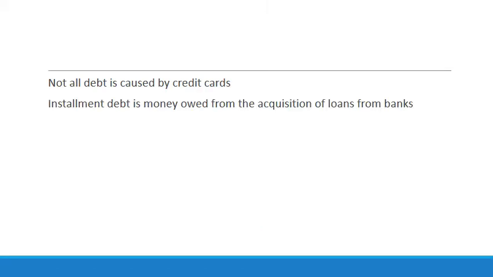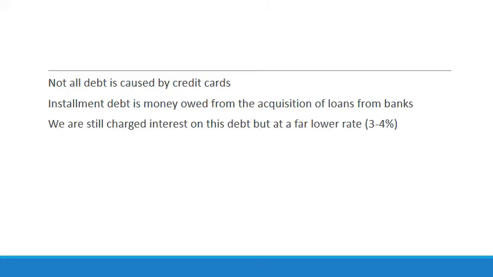Not all debt is caused by credit cards. Installment debt is money owed from the acquisition of loans from banks. We're still charged interest on this debt, but at a far lower rate. So when we talk about paying a mortgage, that's an installment debt. If you bought a car and you're paying off a car, that's an installment debt. It's a set amount of money you pay each month. We're still charged interest on this debt, but it's a far lower rate at 3 to 4%.